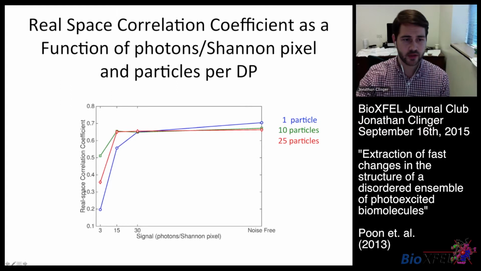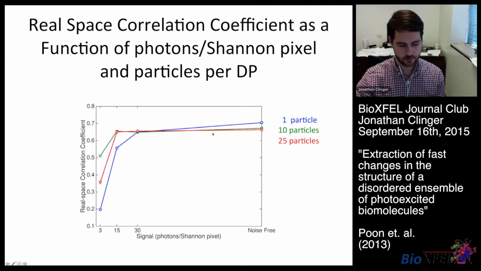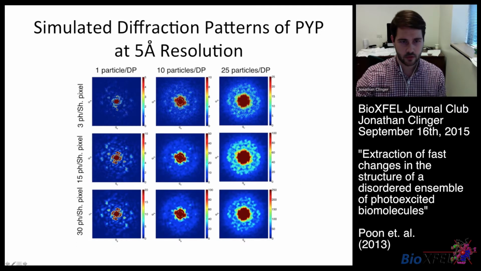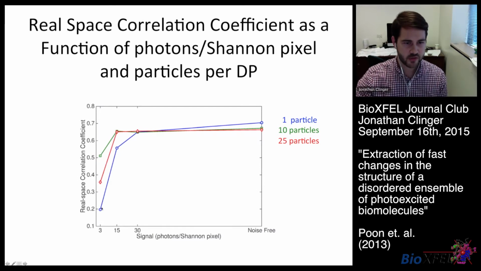And the real space correlation coefficient on the y-axis here is a function of the photons per Shannon pixel and particles per diffraction picture, which you can see sort of here. You can see that in all of these images, that's how this graph is going to go. The real space coefficient goes up, and it goes up much faster with multiple particles in the diffraction picture.